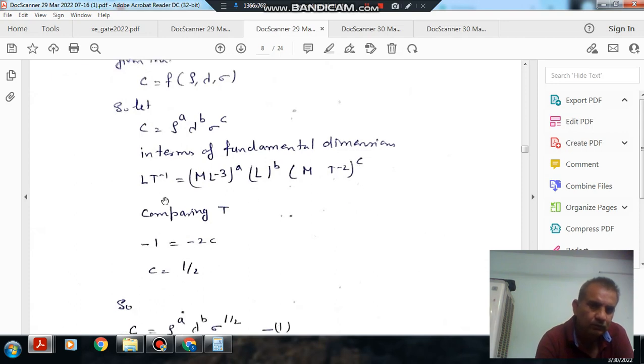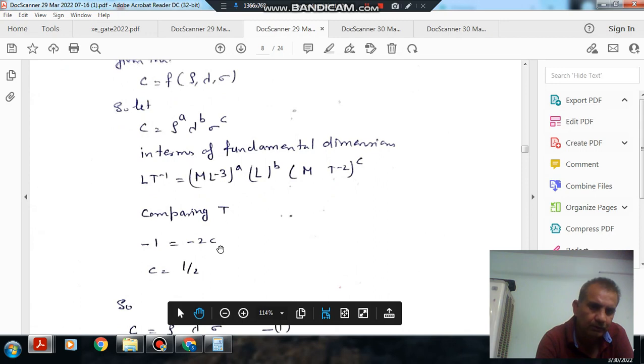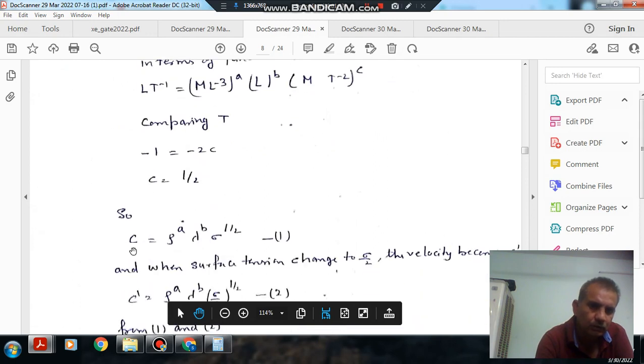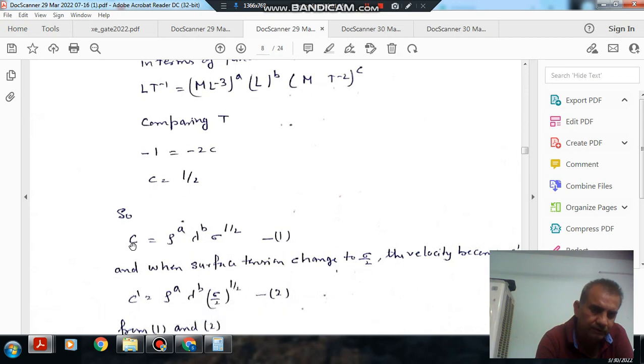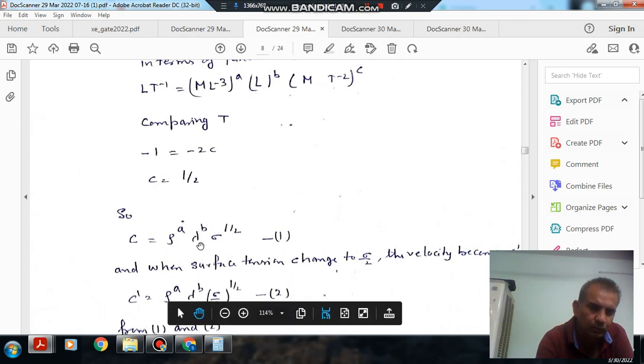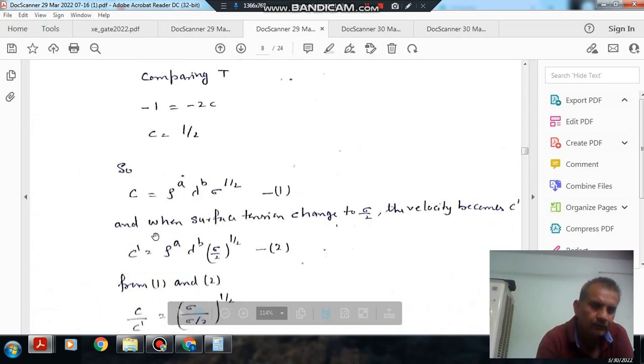Now comparing T, here the power of T is minus 1, and here the power of T is minus 2c, so c will be one half. Here c is the velocity, so c can be written as rho^a, lambda^b, and sigma^(1/2). Now in the second case sigma is halved.